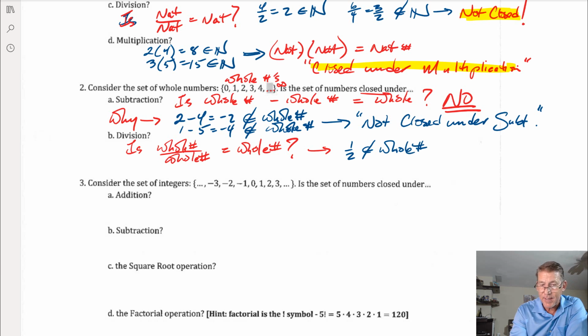You can just say it's not a whole number, or you can say 3/5. You can use any two whole numbers you want, divide them, you get a fraction, and it's not an element of the set. So because of that, it's not closed under division. So I'm going to say not closed under division.